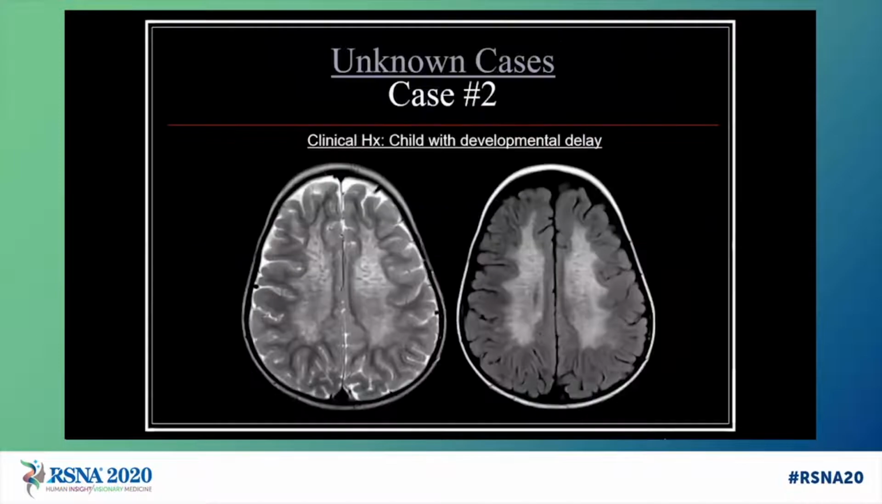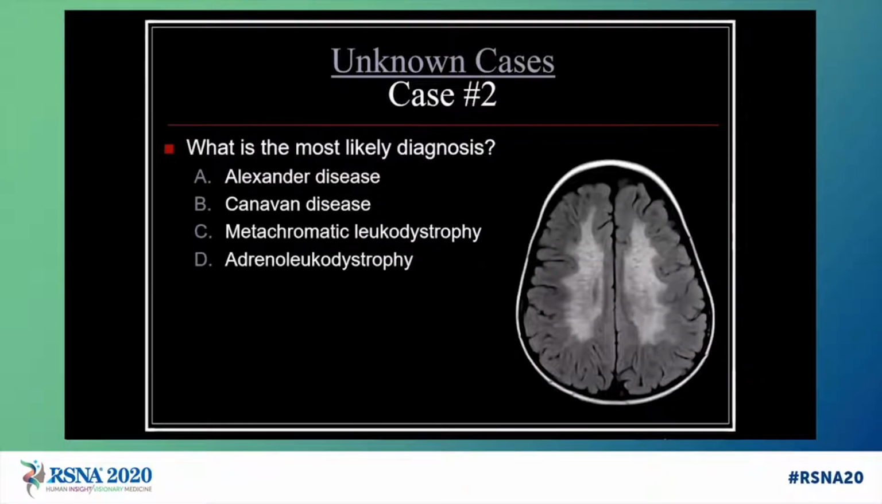So let's look at case number 2. This is a child who presented with developmental delay. We have axial T2 and FLAIR imaging. So question number 2, what is the most likely diagnosis based upon this single FLAIR image? Is it A, Alexander disease, B, Canavan disease, C, metachromatic leukodystrophy, or D, adrenoleukodystrophy? And the answer is C, metachromatic leukodystrophy.